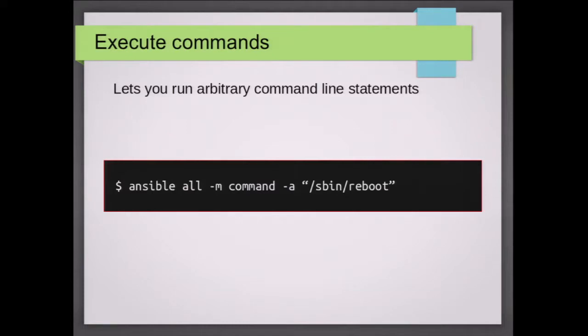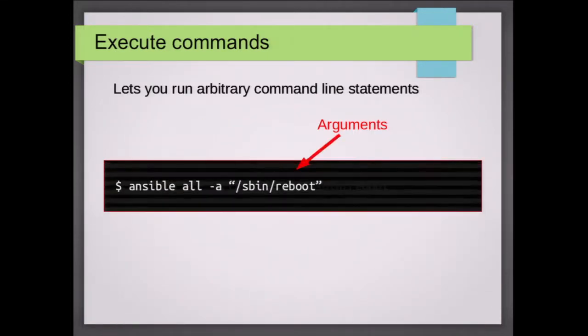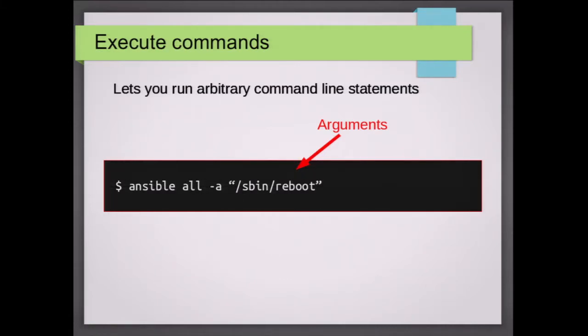The command thing is so useful, it's in fact the default. So you don't even need to, oh, there you go, module name, arguments. But it's so useful, you don't even need to specify the command module if you're going to use it, because it's simply the default. So you can literally just write Ansible all, go off and run that stuff, and it'll do it.